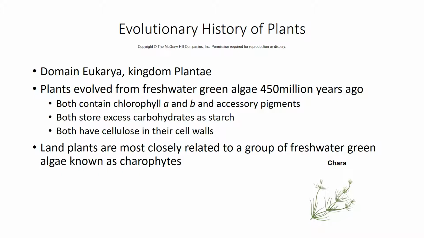Now, land plants are most closely related to green algae that live in fresh water called charophytes. And land plants are constantly threatened with drying out, especially when a plant is reproducing. But basically, land plants are most closely related to charophytes, green algae.